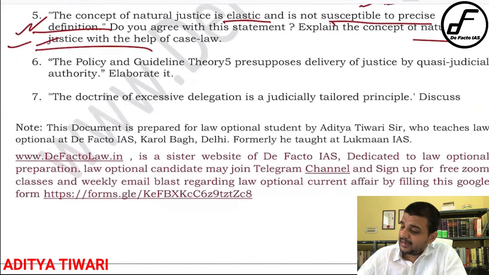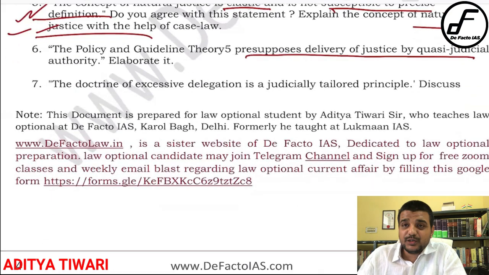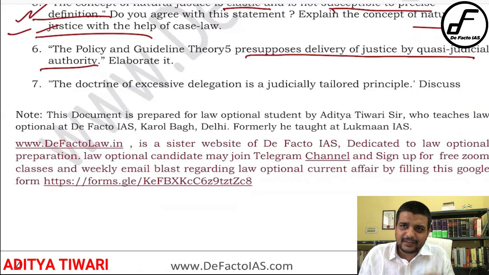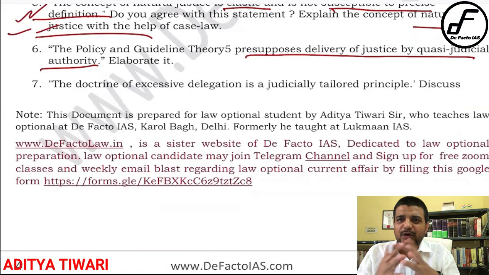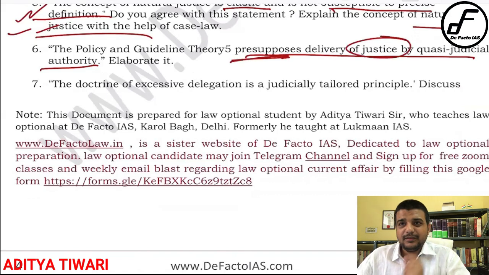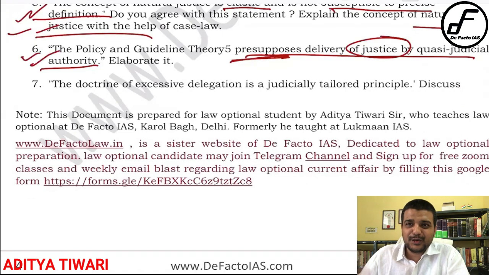Now see, policy and guideline theory presupposes the delivery of justice by the quasi-judicial authority. It means that a guideline is given, a policy is given, then the delegation is okay. That is what the policy and guideline is. This particular theory assumes that if the delegating authority has given some guideline, right, has trusted the executive, then the court should not go into it. They should only check whether the guideline is there or not. That's it. So that is the point. Presupposes the delivery of justice. It means that if this guideline is there, then justice will be delivered, so the court should not inquire into it. Again, in support of the executive, right?